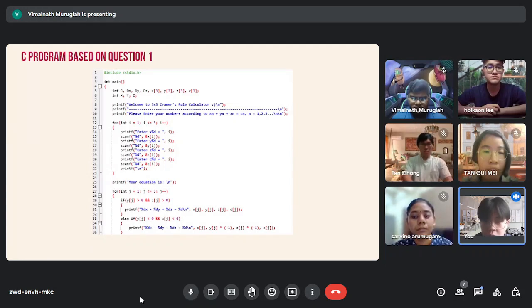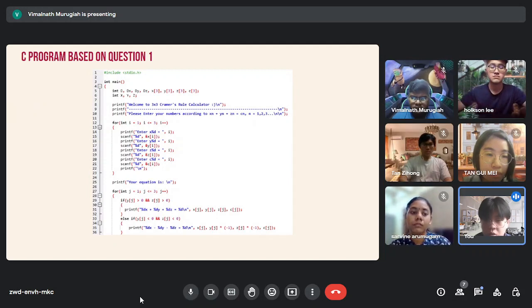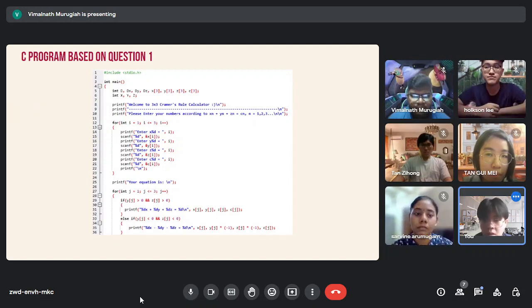So for the first one, as we follow from the pseudocode, we use a for loop, which is i equals 1 and i less than or equal to n, where n equals 3. This is for the user to input their numbers. After that, they will get the equation from the numbers they input just now, from line 25. After that, line 27 is to let the user see the equation.